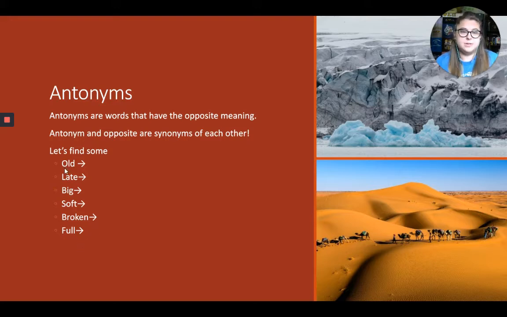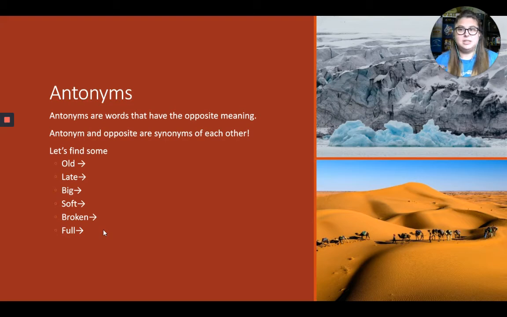So for example, I would say the antonym of old is new. The antonym of late is early. The antonym of big is soft. Oh, excuse me, sorry, I was reading the same thing. Sorry, guys. The antonym of big is little. That makes more sense. The antonym of soft is hard. The antonym of broken is fixed. And the antonym of full is empty. So all I'm doing is instead of saying opposite, I'm saying antonym.